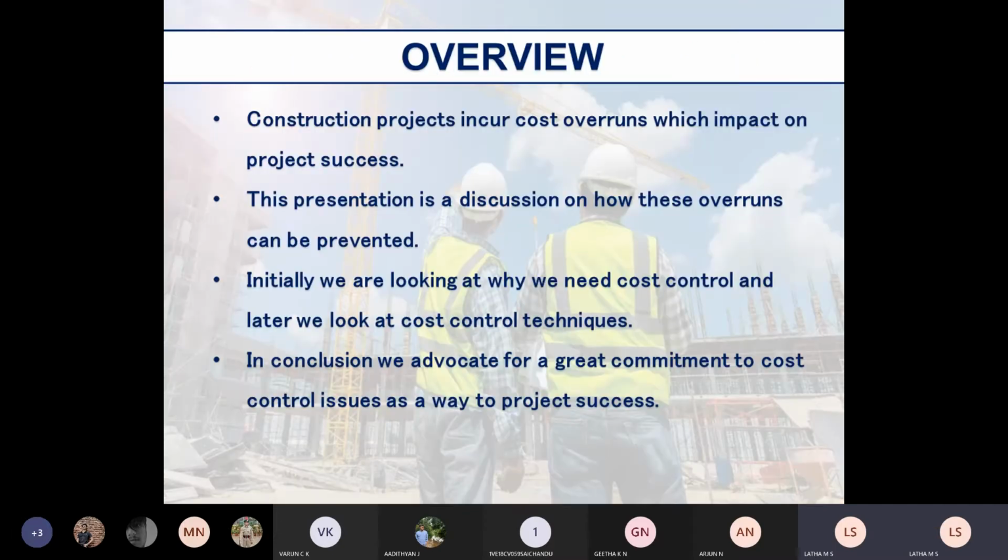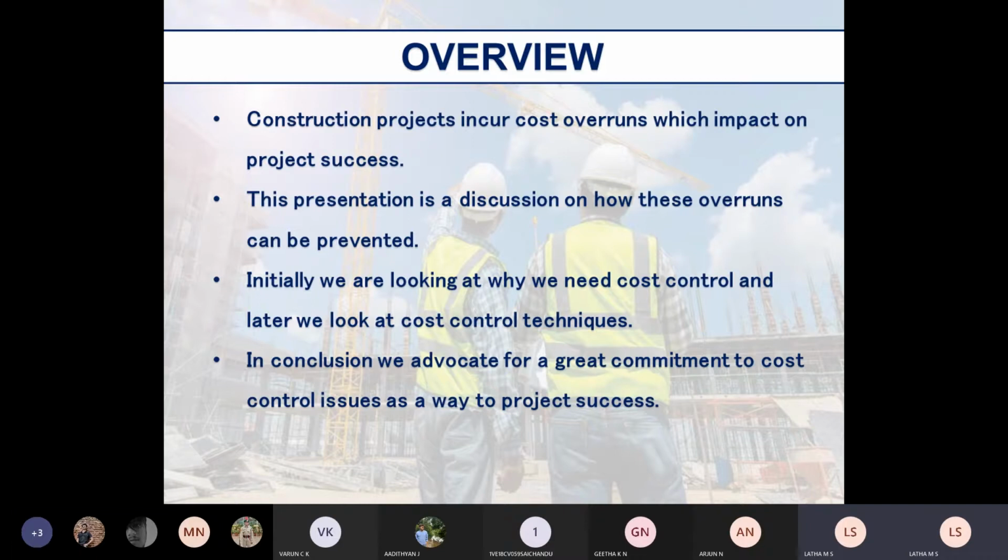So what is the overview of the talk? We will discuss that construction projects incur cost overruns which impact project success, because if you are starting a construction, you should have some amount of money. If that amount of money is not sufficient for the construction cost and it is exceeded, then you call it a cost overrun. Overrun means it is exceeding the cost whatever you have estimated. It is a discussion telling how these overruns happen and how they can be prevented.